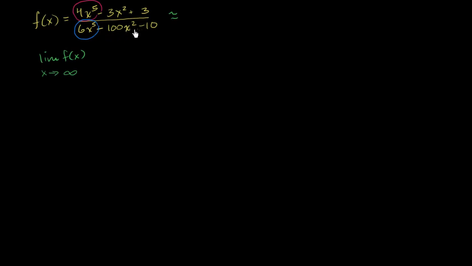So as x gets very, very, very large, this thing is going to approximate 4x^5 over 6x^5, for very large x. Or we could say as x approaches infinity. Now what could this be simplified to? Well, you have x to the fifth divided by x to the fifth. These are going to grow together, so you can think of them as canceling out. And so you are left with 2/3.